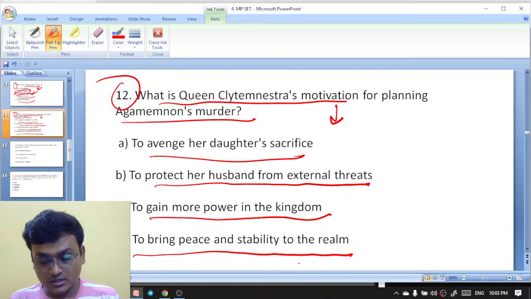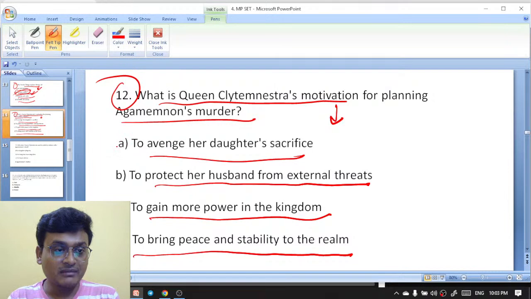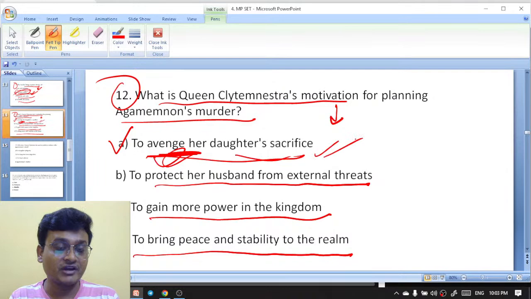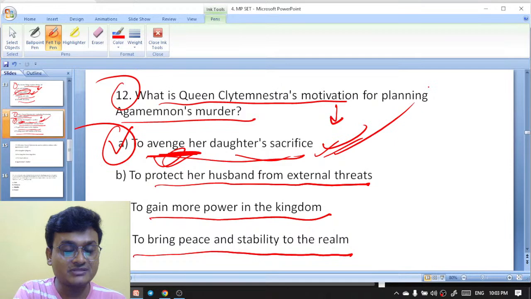A few minutes ago, we saw that Agamemnon had actually sacrificed his own daughter to please a god. And that's why the wife, Clytemnestra, is avenging her daughter's sacrifice. So that's why A is the answer: to avenge the daughter's sacrifice.